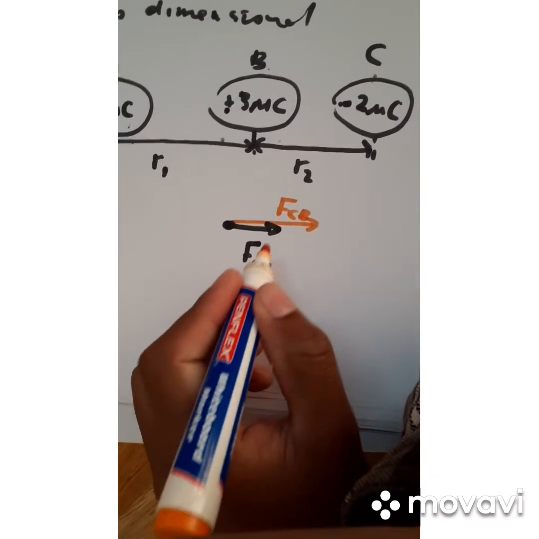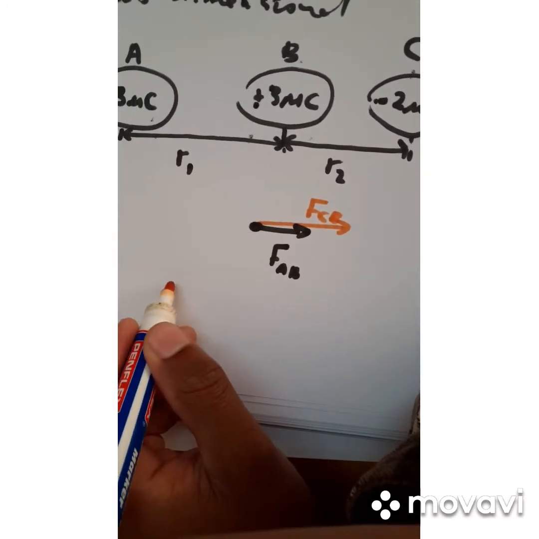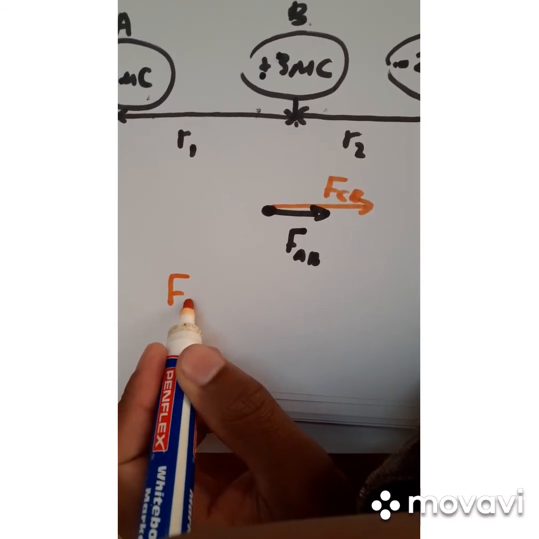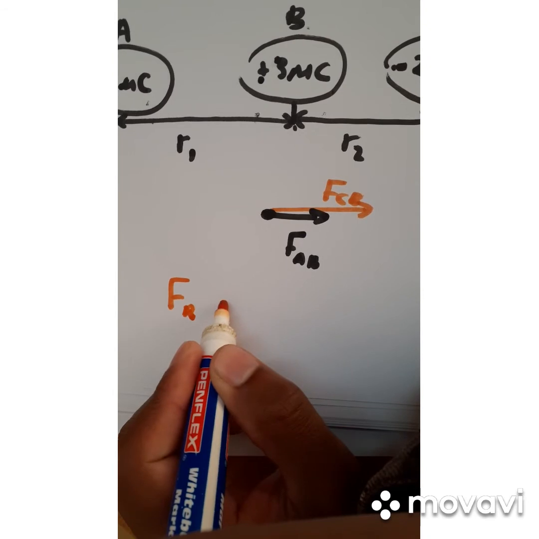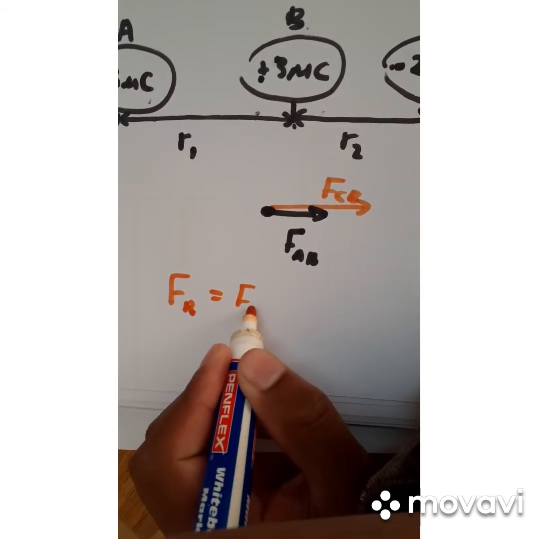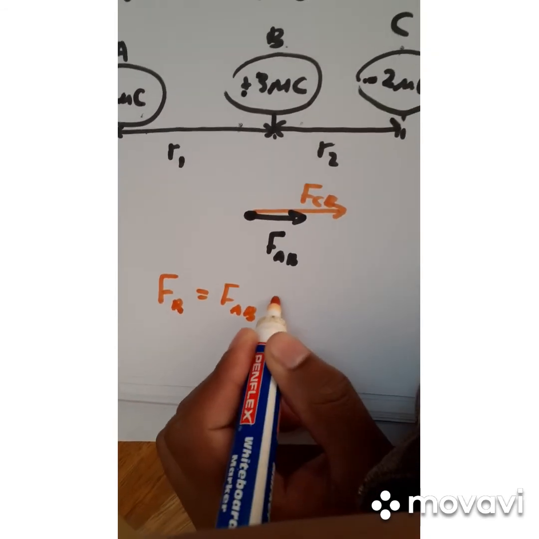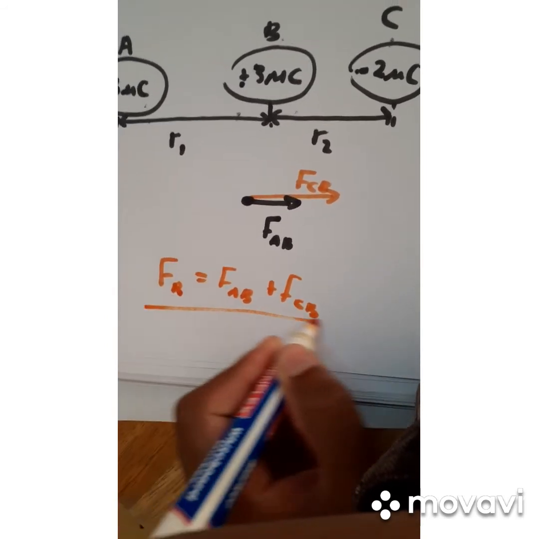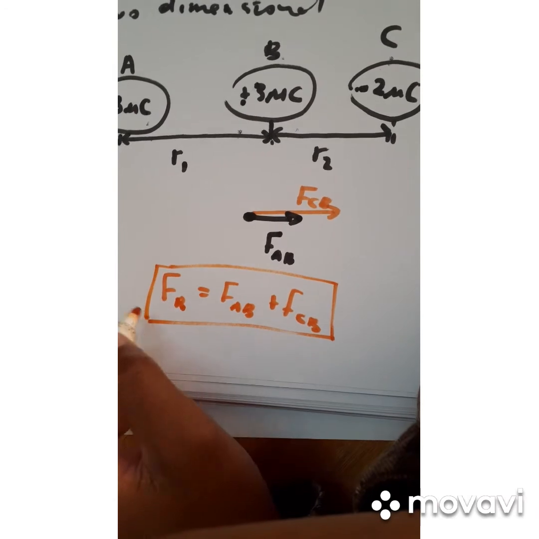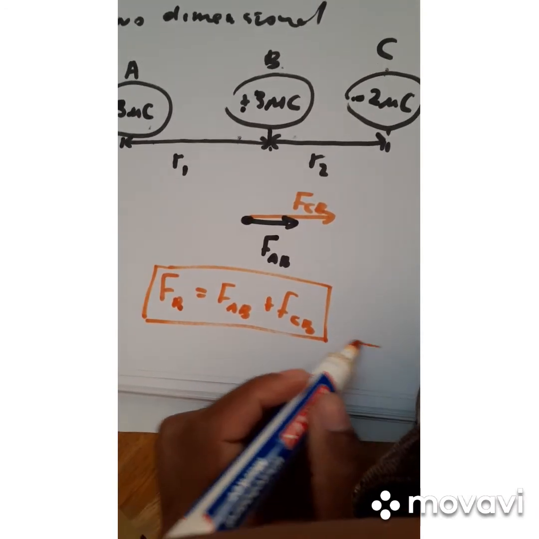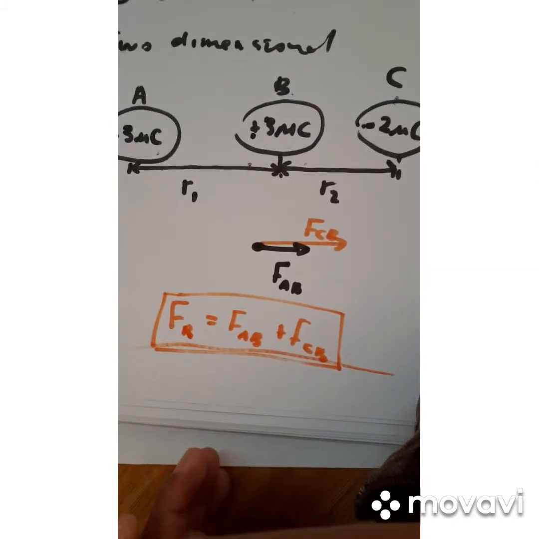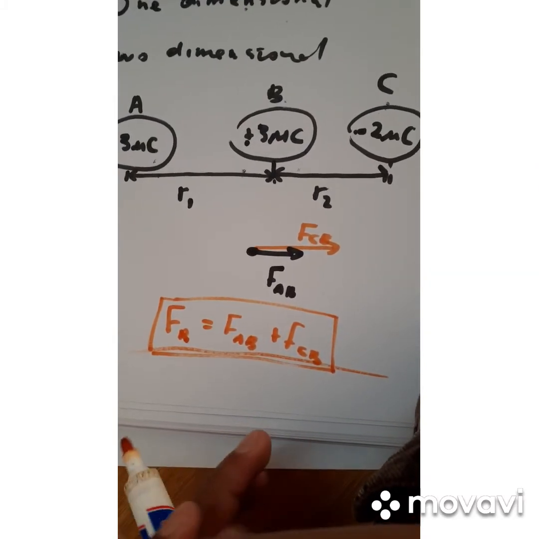Now, the resultant force here is going to be, remember, force is a vector, the force applied by A on B plus the force applied by C on B. You see here, the very same way you are dealing with the vectors, Newton's laws and so forth, we are also doing the same here. I hope this is clear.